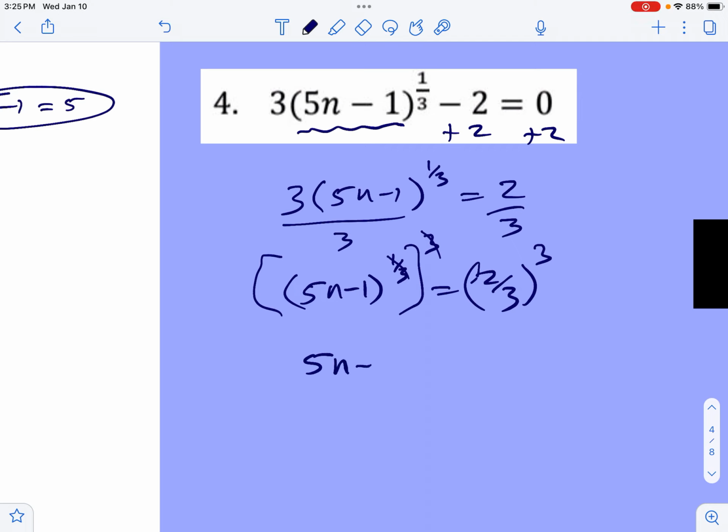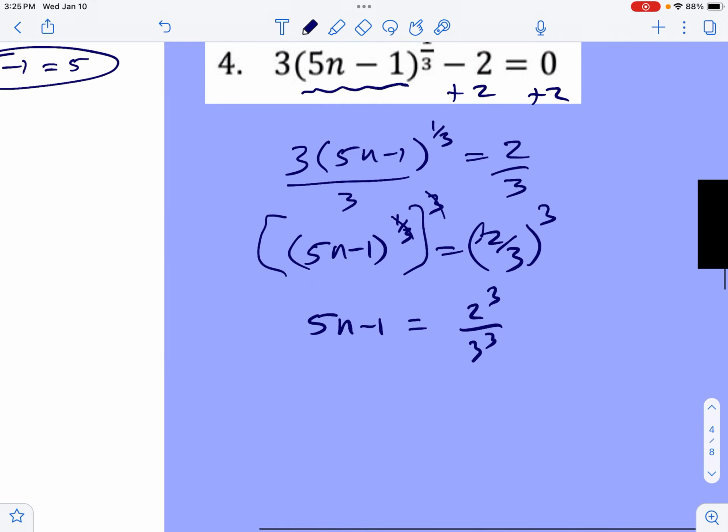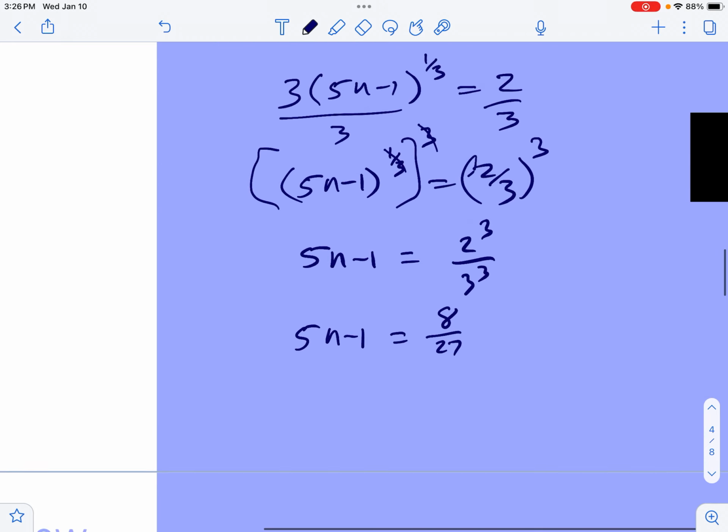So that's 5n minus 1 equals, well, 2 cubed is 4, and 3 cubed, oh wait. Okay, I screwed that up. Let's just write it down. 2 to the 3rd over 3 to the 3rd. Doing this, I'm going to get 5n minus 1 equal to 8, since 2 cubed is 8, over 27. You could put a decimal for this if you wanted to. That would be fine.